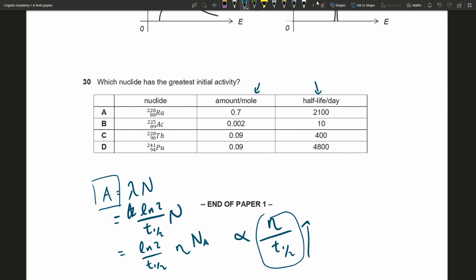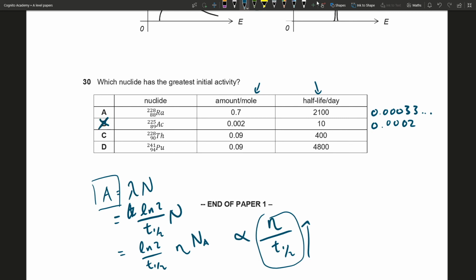For option A, that is 0.7 divided by the half-life, which is 2100. As long as we are all using the same units, we don't really have to worry about it. That is 0.12333 and so on. Alright, this being an MCQ, we don't really have to care about significant figures. Option B, the amount of moles is 0.002 divided by the half-life, which is 10. This gives us 0.1232, which is less than A. We are looking for the greatest ratio, so B is wrong.